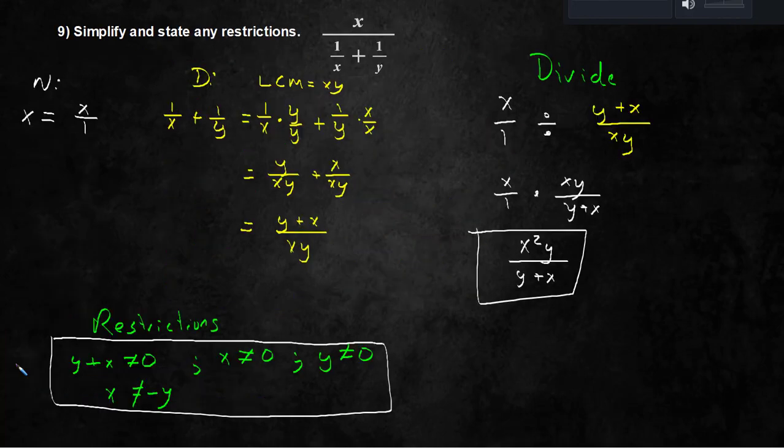And so you should have come up with x squared y divided by y plus x, or x plus y, and your restrictions being x can't equal -y, or you could have written it as y can't equal -x. That's the same idea. And the x can't equal 0 and y can't equal 0.